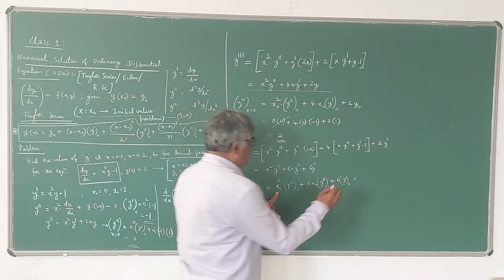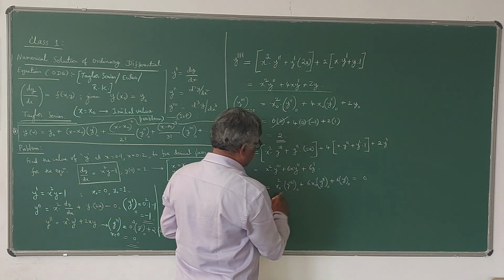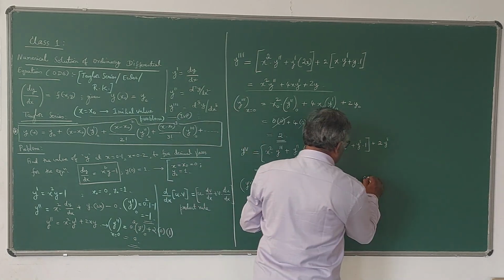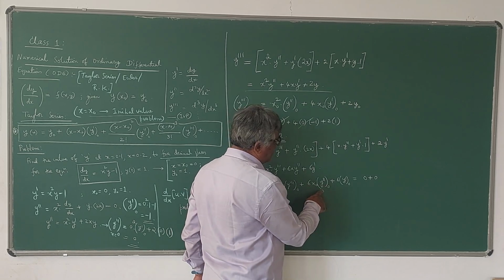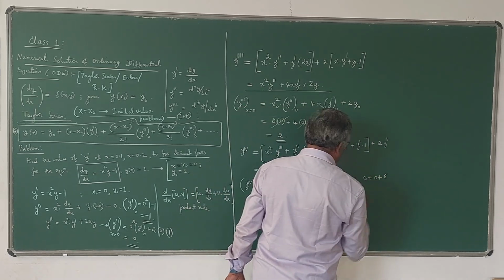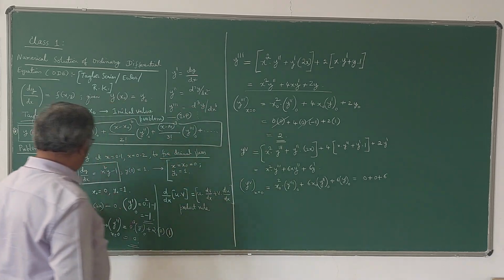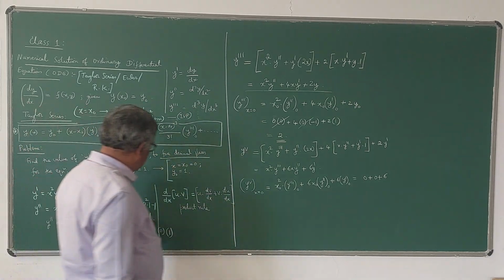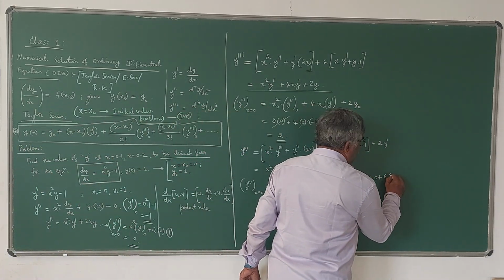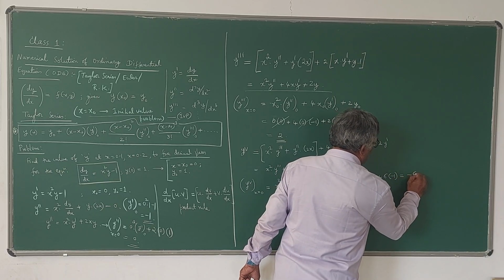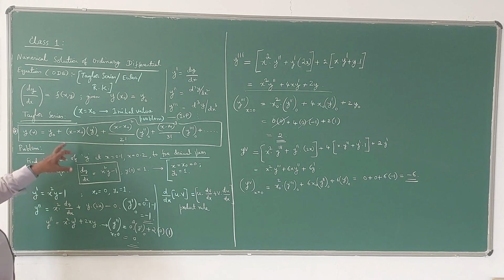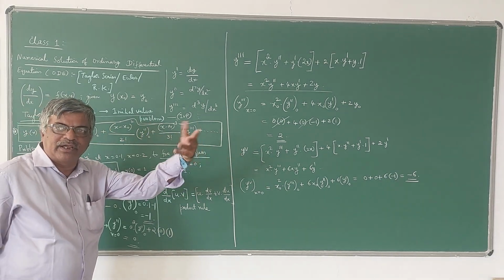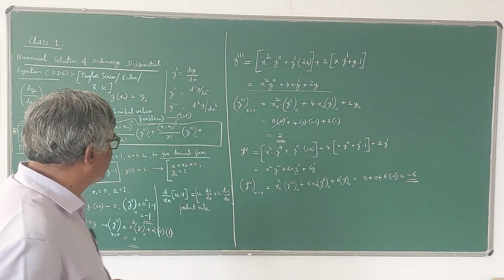X naught is 0, so the first term becomes 0. Plus the second term also becomes 0 because x naught is there. Anything multiplied by 0 is 0. Plus only the third term, 6 into y dash 0, which is minus 1. 6 into minus 1, so therefore the value will be minus 6. Okay, I can stop at this stage because I have taken 4 terms. You can take any number of terms, but you can stop at the fourth term.